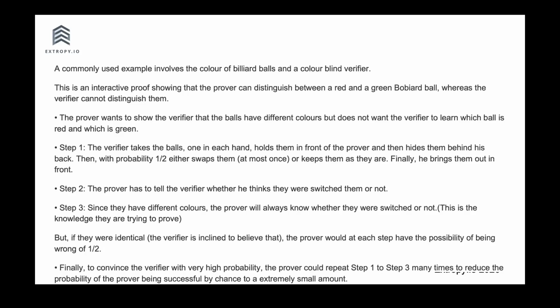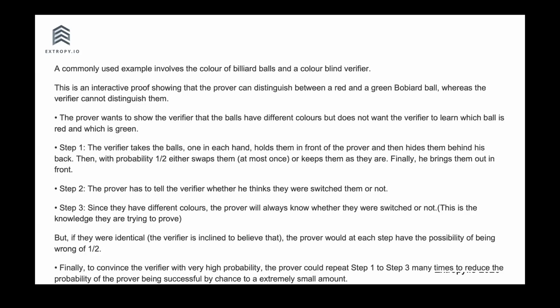So he can continue to repeat this process until he gets to a probability where he is comfortable that this could not have been done by pure chance. If Peggy is answering correctly each time, and we're halving the probability each time, then the probability of it being just by chance becomes vanishingly small. And so eventually Victor will be convinced that the fact that Peggy can tell the difference between these balls is because there is some difference and not just because she is making a guess at random.